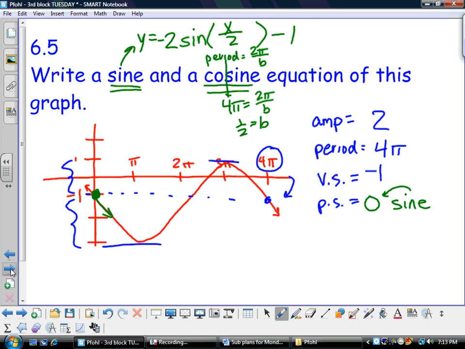Now we need to go through and write a cosine equation. For the cosine graph, it still has the exact same amplitude, period, and vertical shift. So those parts of the equation are going to be the same. Y equals negative 2 cosine of x over 2 and minus 1 on the outside.